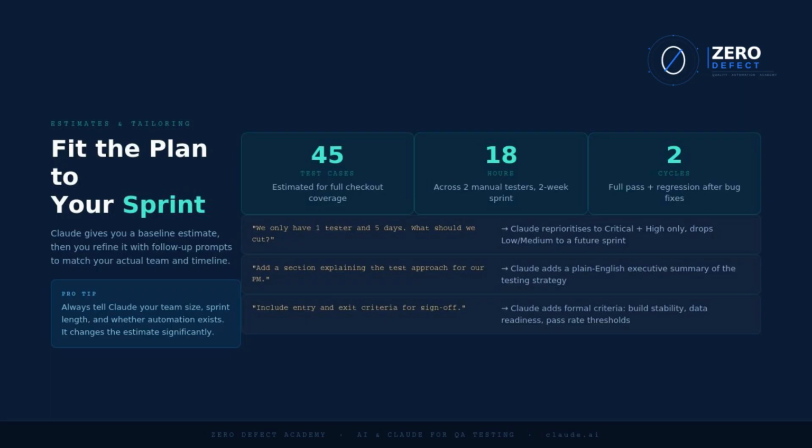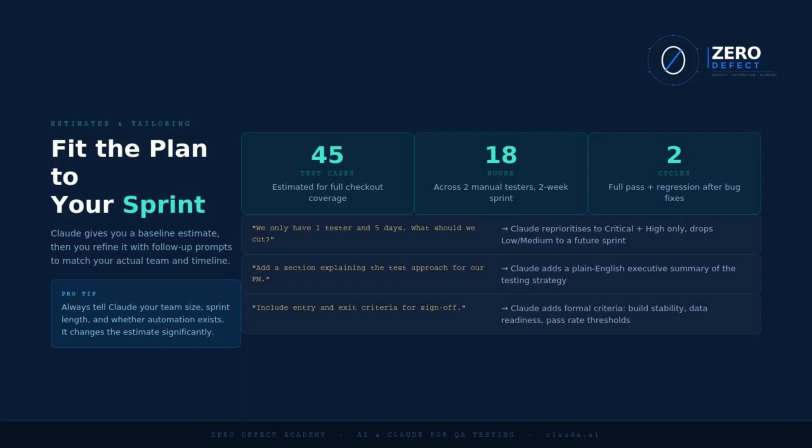Claude gives you a baseline estimate, 45 test cases, 18 hours, 2 cycles. But that's for a full team with a full sprint. The real power comes from the follow-up prompts. Tell Claude you only have 1 tester and 5 days. It immediately reprioritizes to critical and high only and pushes everything else to a future sprint.